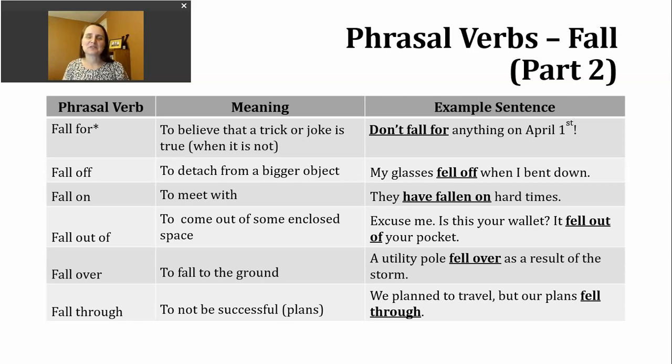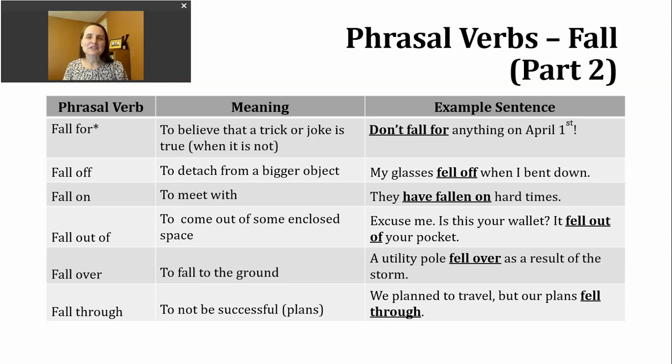The next phrasal verb we're going to take a look at is fall over. It means to fall to the ground. Here's an example of that. A utility pole fell over as a result of the storm.